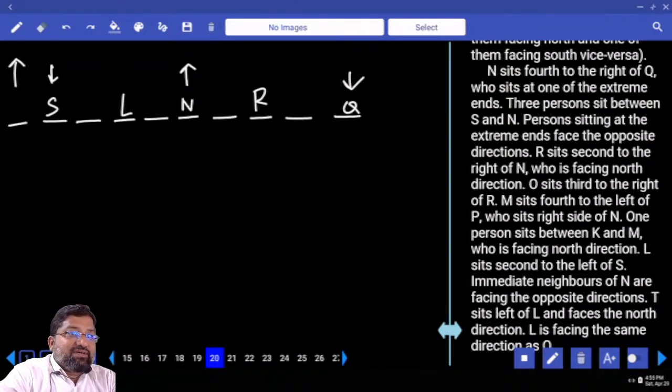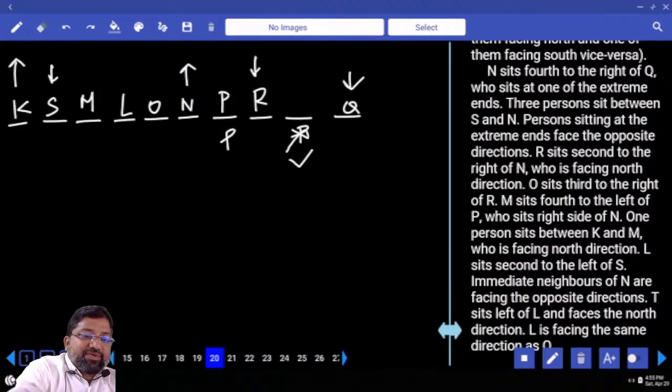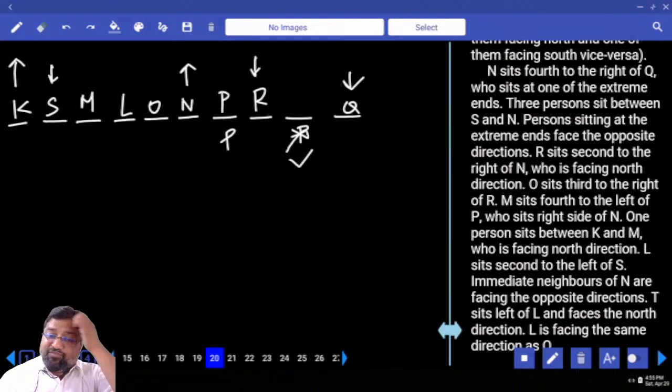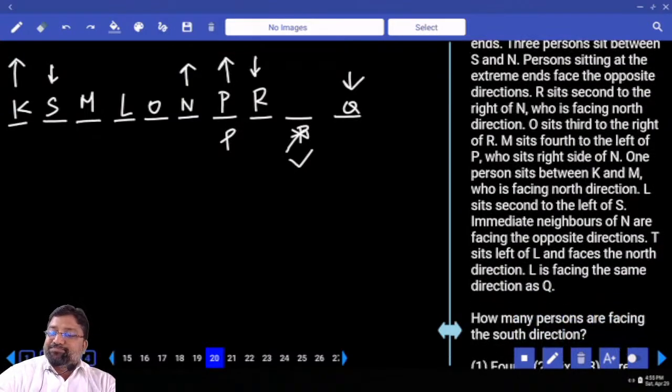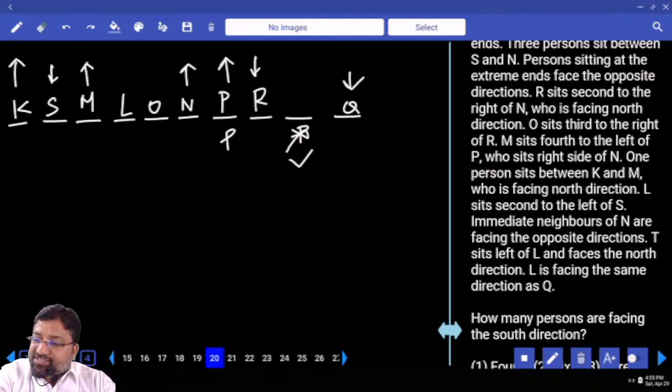We talked about P, didn't we? Along with P, we also fixed O. O sits third to the right of R. Since our left becomes right, R is facing south. We assumed P here or P here. If P is here, the fourth position is already occupied by O. So definitely this is P. This is M. Only one person between M and K. What is the position of M? Fourth to the left of P, and P should be facing north. Only one person sits between K and M, M who is facing the north direction.